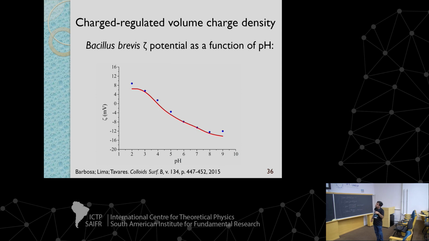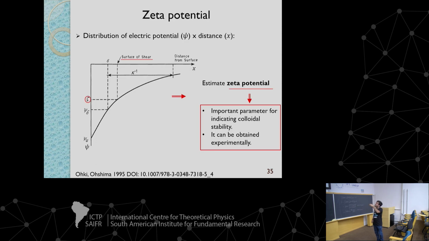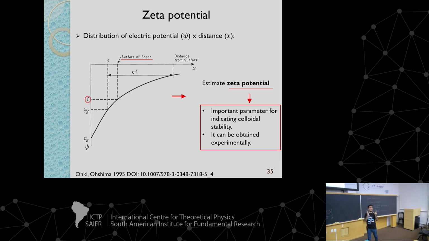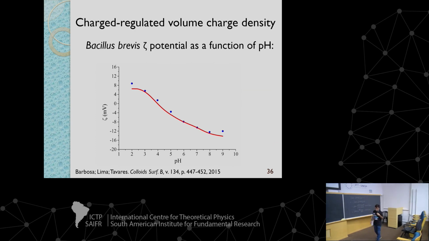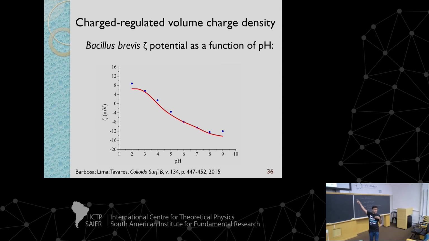And just before discussing that, zeta potential is a very important property because it's related to colloid stability. If you have a high magnitude of zeta, whether positive or negative, you have a higher electrostatic repulsion, guaranteeing stability. And here's the comparison between our theoretical, computational results. In this case, without adjusting any parameter, this is predictive.